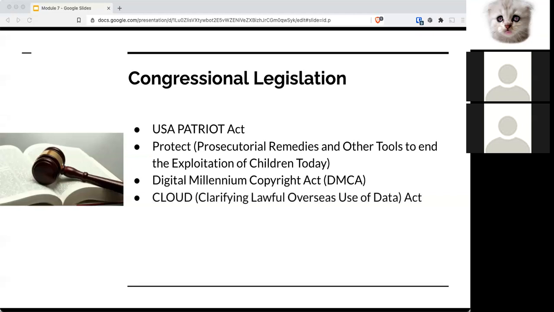Oh, there's also CLOUD, the Clarifying Lawful Overseas Use of Data Act. It obliges US-based tech corporations to allow federal law enforcement to obtain data stored on servers, domestically and internationally, with a subpoena or a warrant. It hasn't been ratified by countries like the EU yet.